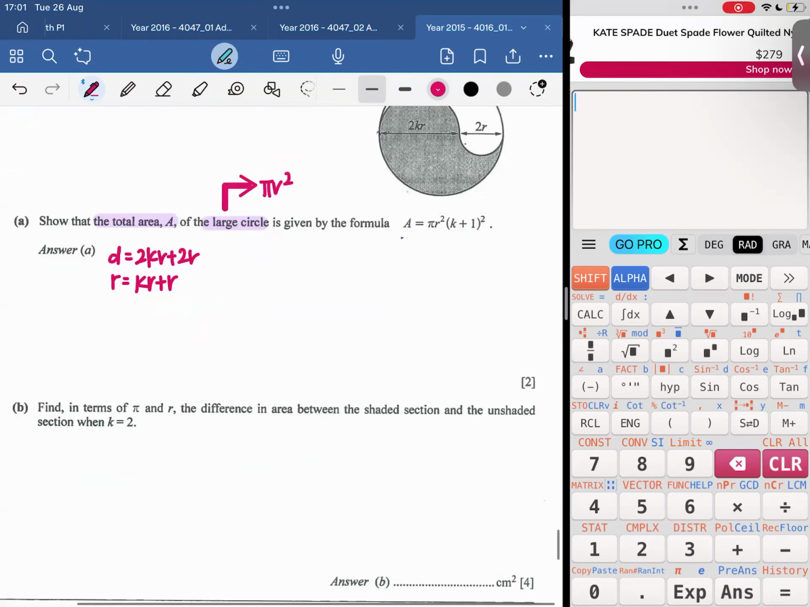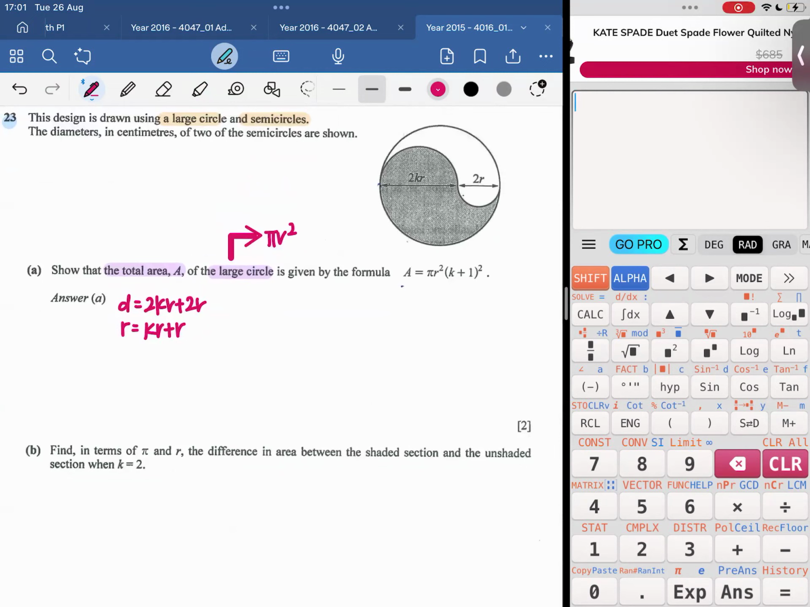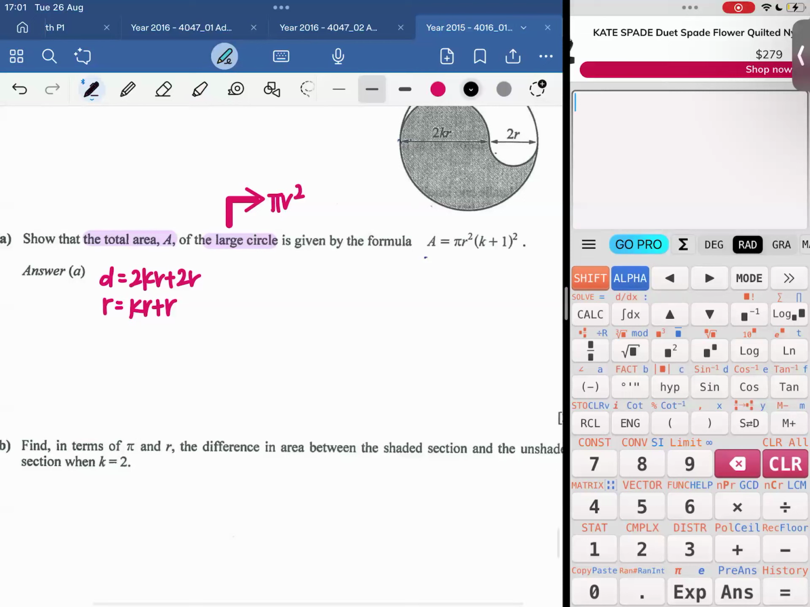So the area of the circle is just pi r squared, right? Because I divided by 2 for this one, in case you are wondering how I got it: this diameter divided by 2 gets the radius. So from here, pi and then the radius, whole thing squared.